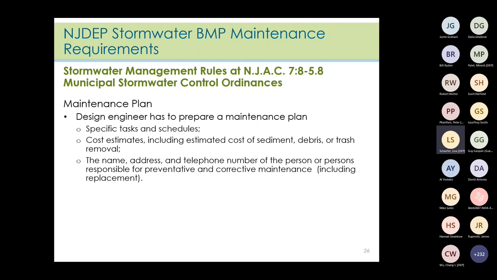So the rules specify the maintenance plan must include details for the design shown on the construction plans, a list of tasks and the schedule for performing these tasks, plus the cost estimates of performing the tasks are required. The name and contact information for the responsible party must be clearly shown. So this person or even a party must perform both types of maintenance. So let's review what falls under preventative versus corrective maintenance.